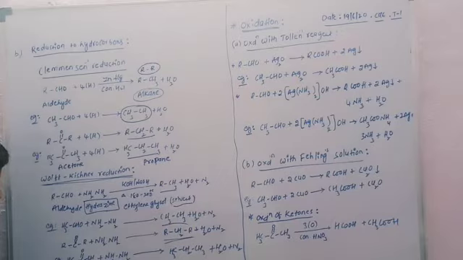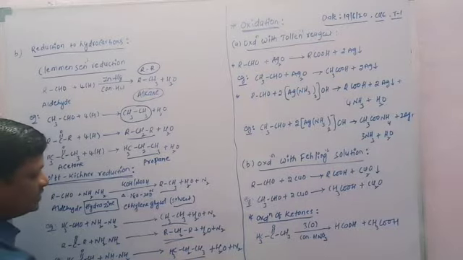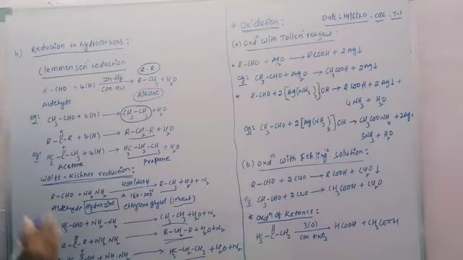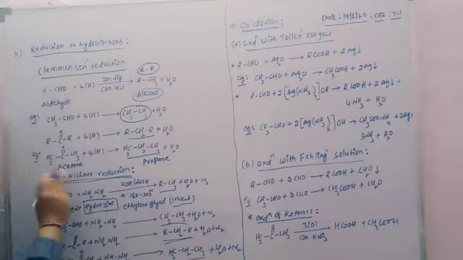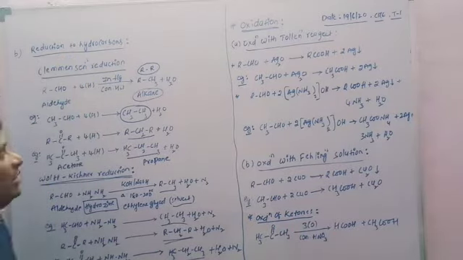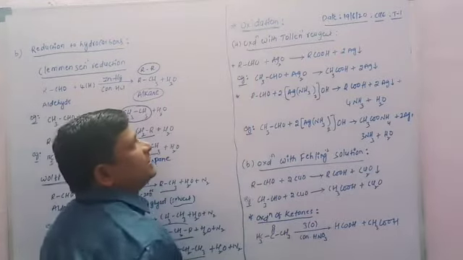The best example is CH3, C double bond O, CH3, acetone, which on reduction gives propane, CH3, CH2, CH3. So these are the reductions: the Clemmensen reduction and the Wolff-Kishner reduction. After completion of the reduction reactions, we are going to discuss oxidation.